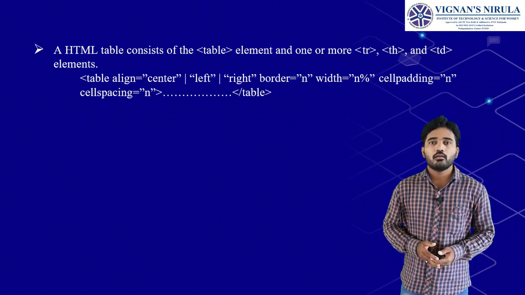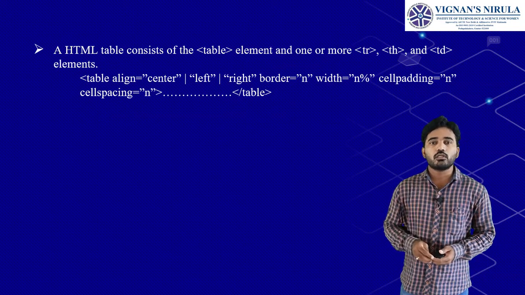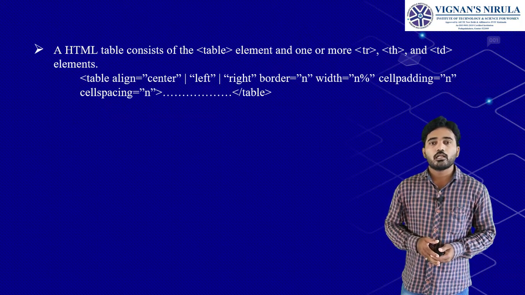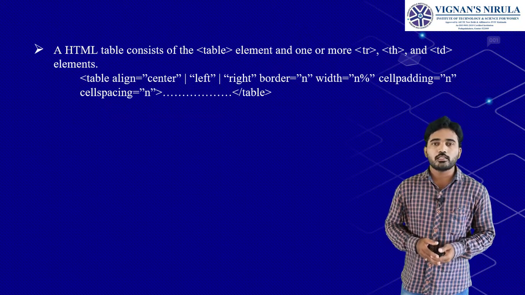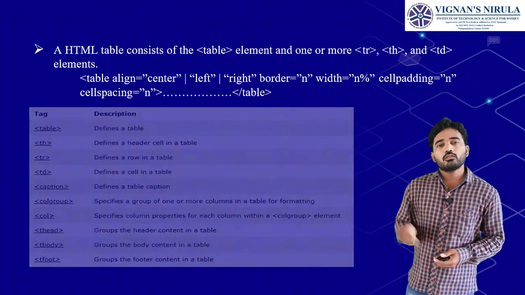attributes like align, border, width, cell padding and cell spacing. Cell padding is used to give the space between the edge of the cell and the content, and cell spacing is used to give the space between one cell and its adjacent cell. Understood? And some general tags are used while you are working with tables.